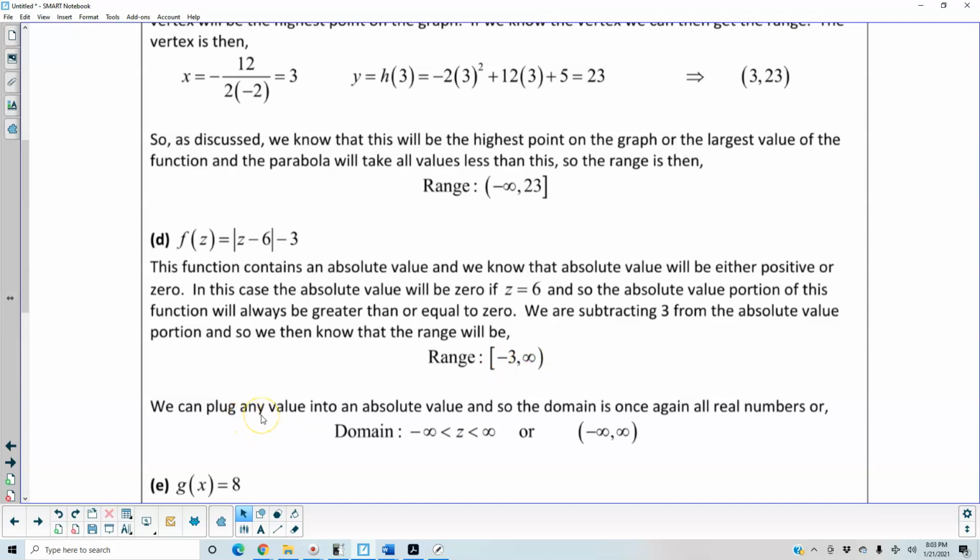Now we can plug in any value into an absolute value, and so the domain is once again all real numbers. So we can say left parenthesis negative infinity, comma infinity, right parenthesis.